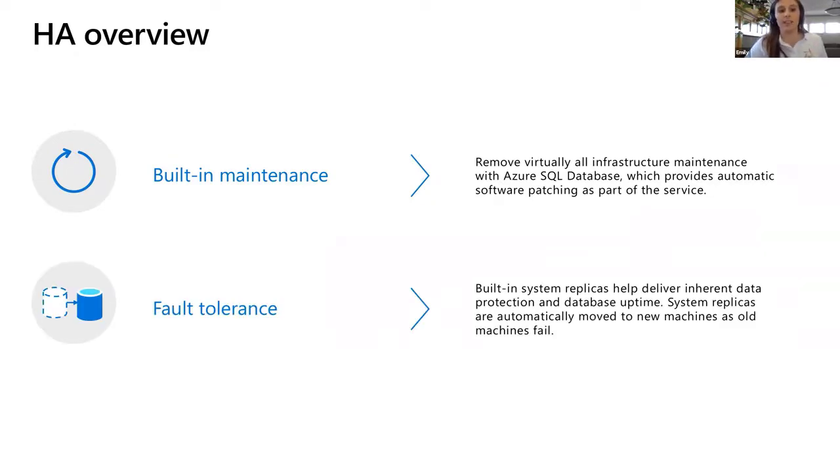Another key benefit to having your database in the cloud in terms of high availability is that fault tolerance is built into each Azure SQL database with replicas using the quorum writes technique to automatically deliver inherent data protection, database uptime, and system stability. These system replicas are also automatically moved to new machines, provisioned anytime, anywhere, as an old machine may fail. This is done using the Service Fabric failover system, for failovers that are fully automated without loss of committed data. The routing of connections from the primary to these new servers is also done automatically with no changes to the application.